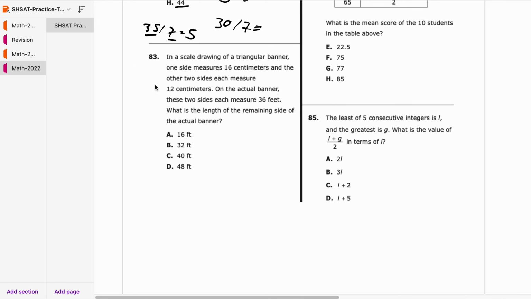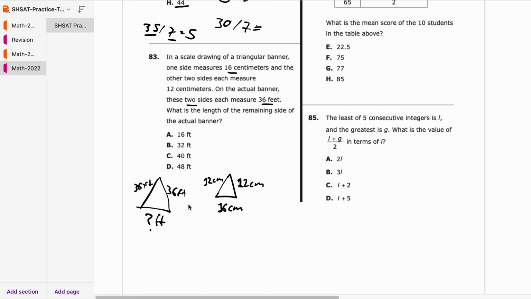Okay. 83. In a scale drawing of a triangular banner, we have a triangular banner. One side measures 16 centimeters, and the two other sides each measure 12. On the actual banner, these two sides each measure 36 feet. What is the length of the remaining side?